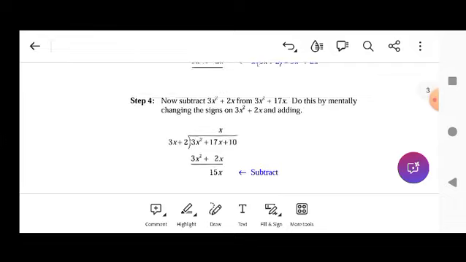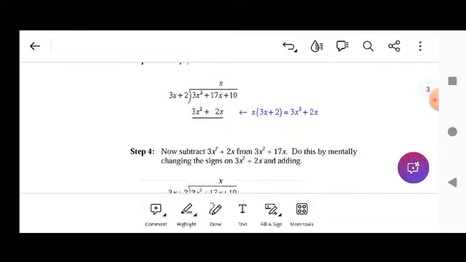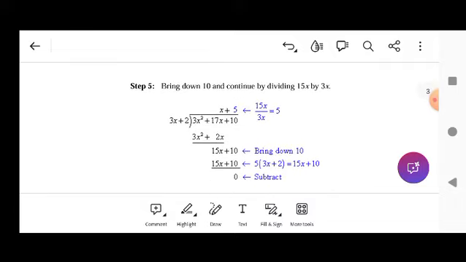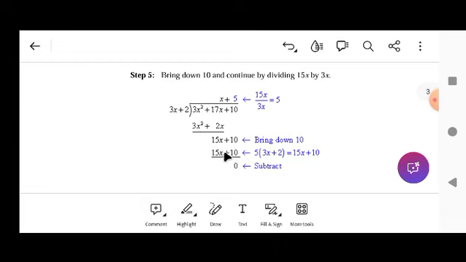We have 15x plus 10. Look at it here. That's what you got here. So we have 15x plus 10. So similarly, we just multiply by 5. We're going to get 15x plus 10. When you subtract, you're going to get 0. So this simply tells you that this actually is a factor. Since you got 0, this is actually a factor.